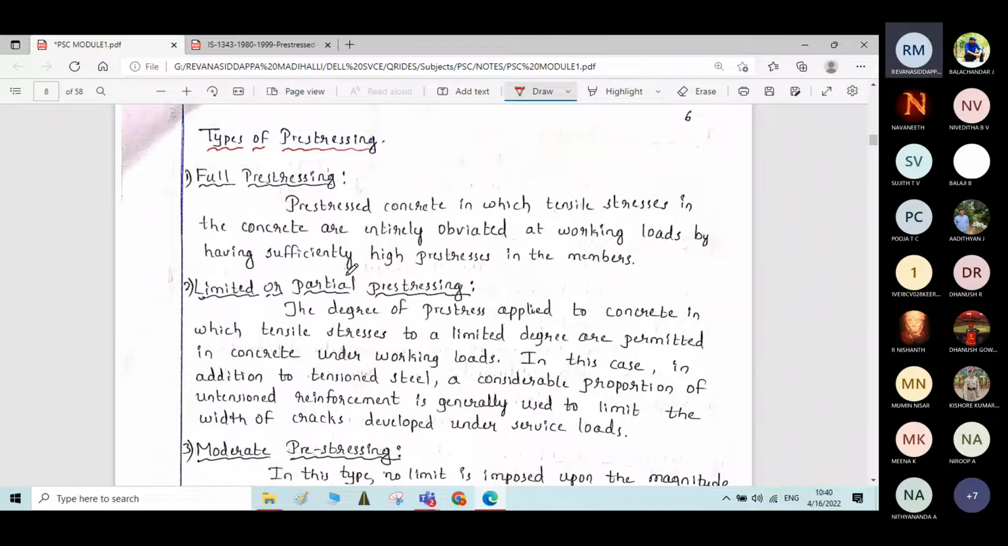100% contracting the external stresses caused by the loads. So full prestressing means prestressed concrete in which tensile stresses in the concrete are entirely obviated or nullified at working loads by having sufficiently high prestresses in the members. 100% of the stresses caused by the external loads will be contracted by the prestresses induced into the concrete. That is called full prestressing.